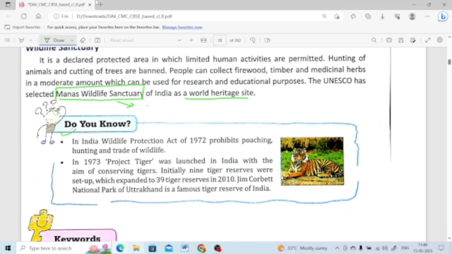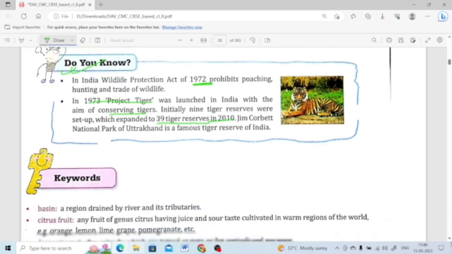Moving on to the do you know portion. In India, the Wildlife Protection Act of 1972 prohibits poaching, hunting, and trade of wildlife. In 1973, Project Tiger was launched in India with the aim of conserving tigers. Initially, 9 tiger reserves were set up, which expanded to 39 tiger reserves in 2010. Jim Corbett National Park of Uttarakhand is a famous tiger reserve of India.